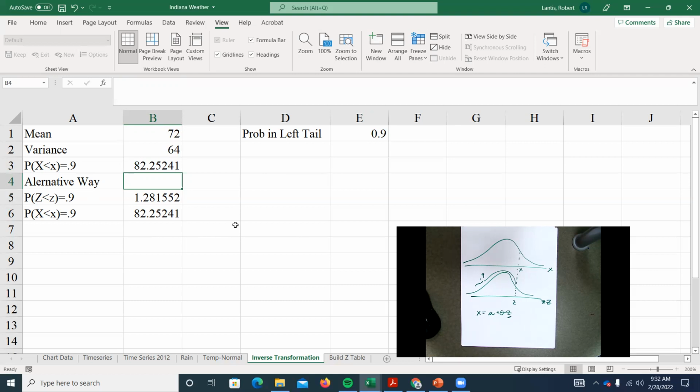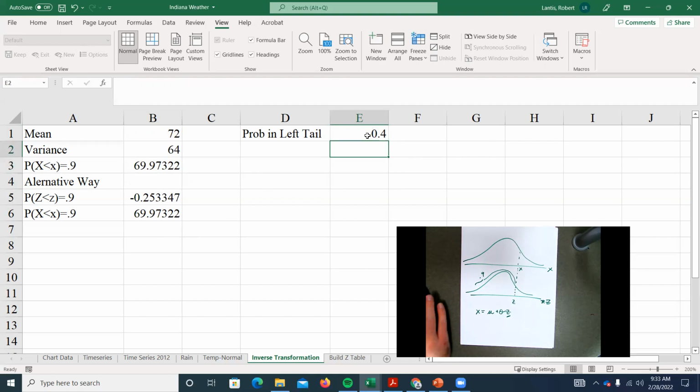Any questions there? If I set this up with a cell reference, now instead of 0.9, maybe I want to change this to 0.4, like the problem we worked through in class. It updates everything and gives me the cutoff test score that corresponds to seeing 0.4 in that lower left tail. Okay. Any questions here before we keep moving?